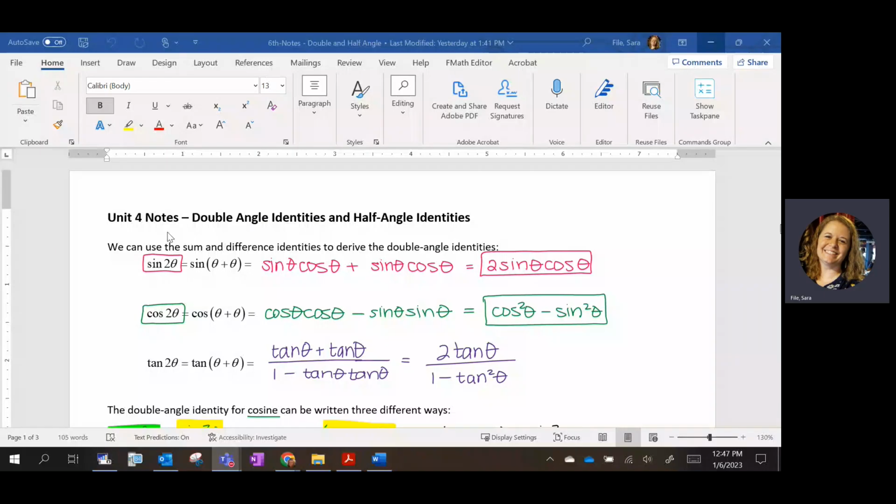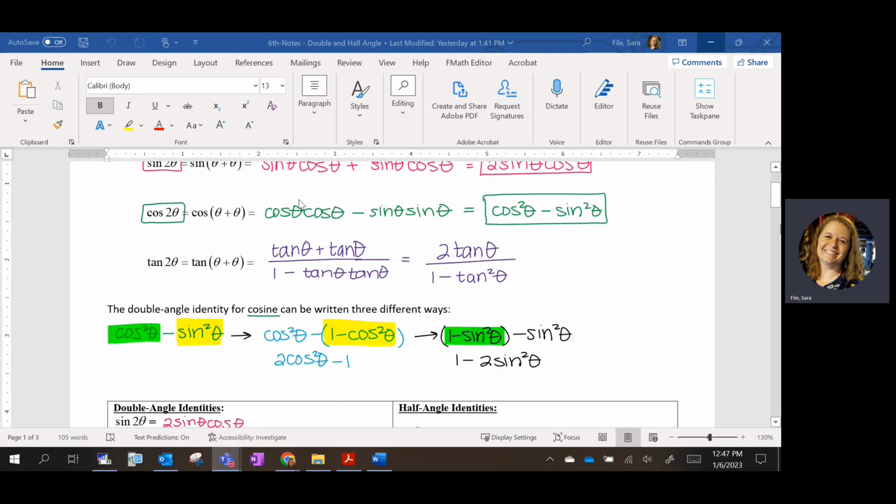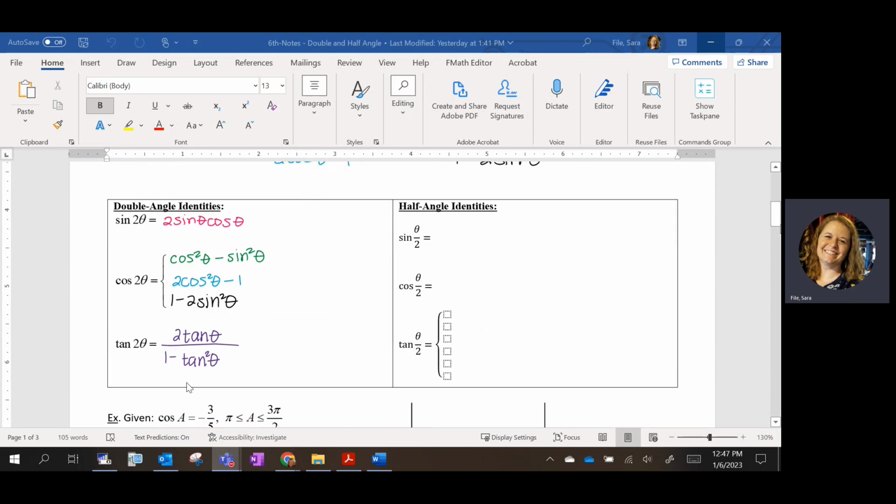All right, so we are going to pick up where we left off yesterday. We are on the last section of the notes in that notes packet I gave you. We used sum and difference identities to come up with the double angle identities, listed here in the box. And there were 3 versions of the cosine double angle.